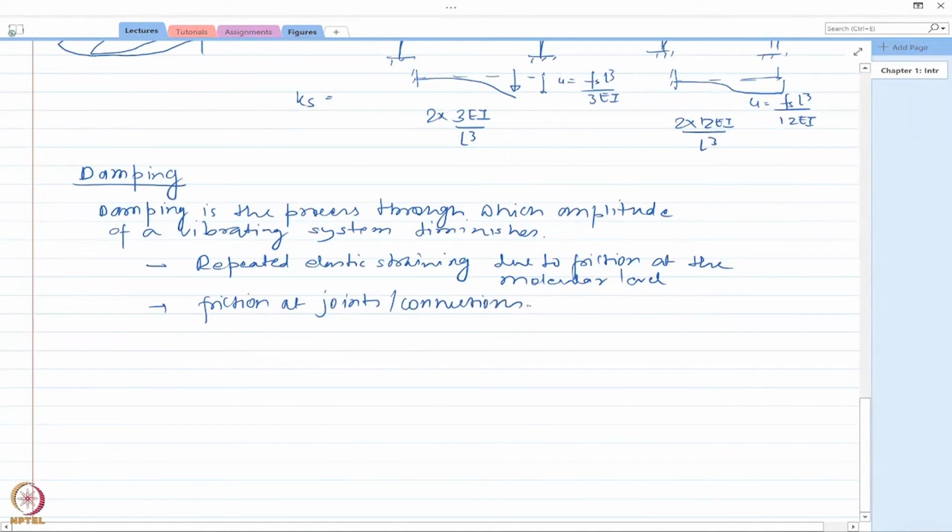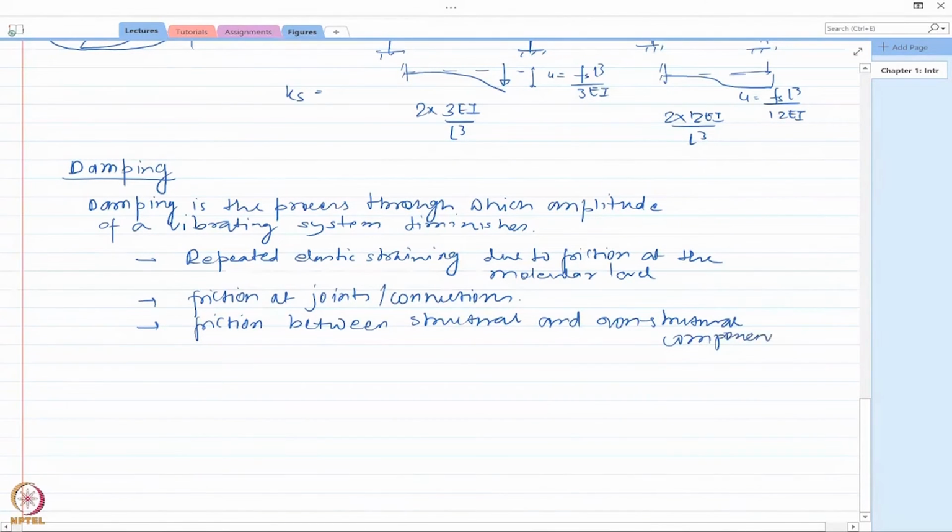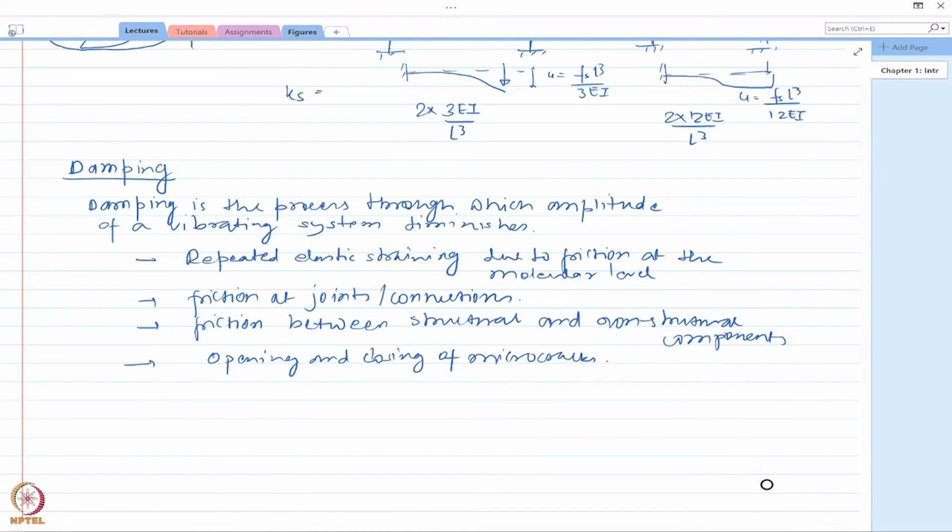What other mechanism do you think could be there? There could be friction between structural and non-structural components. If it's a concrete building, and you apply a deformation back and forth, there could also be opening and closing of micro cracks. So many of these mechanisms involve friction and generation of heat, due to which the energy is actually lost.